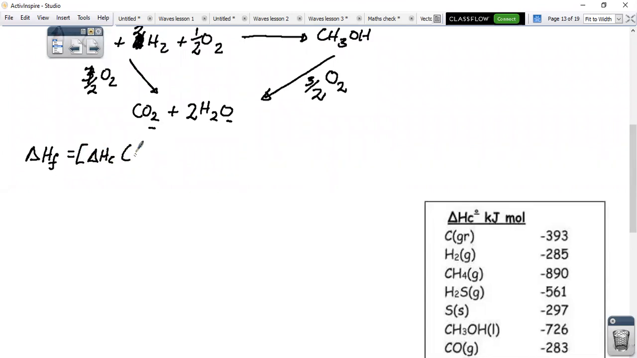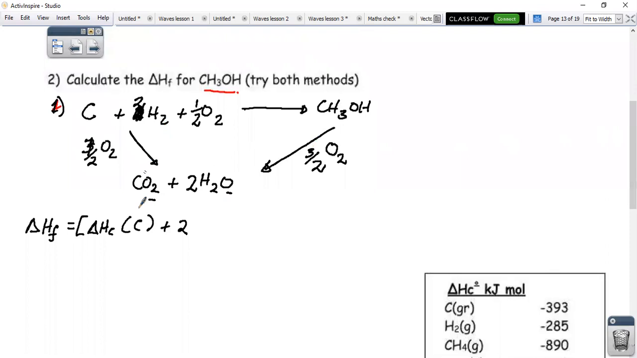So there we go. So I can write right away delta HC of graphite plus 2, because I'm using my expression here, 2 enthalpies of combustion of H2, okay, in square brackets, minus the enthalpy of combustion of methanol. So far, so good? Yeah. Good. And now I can see these values here, literally just pick them out.